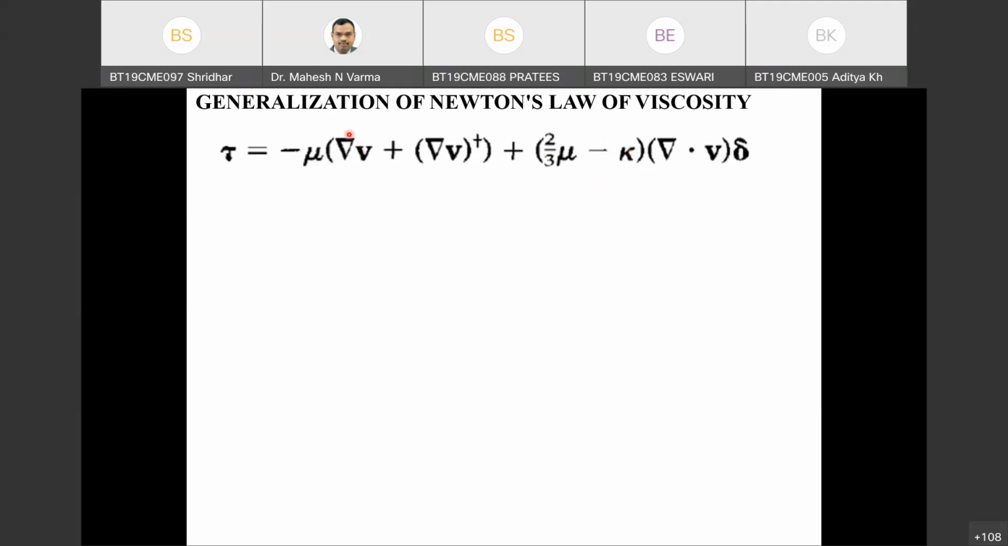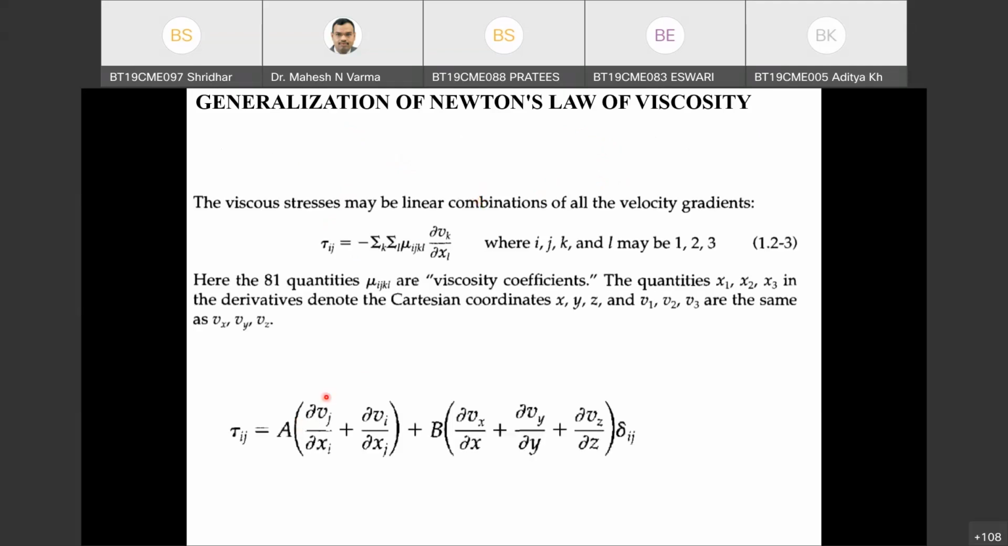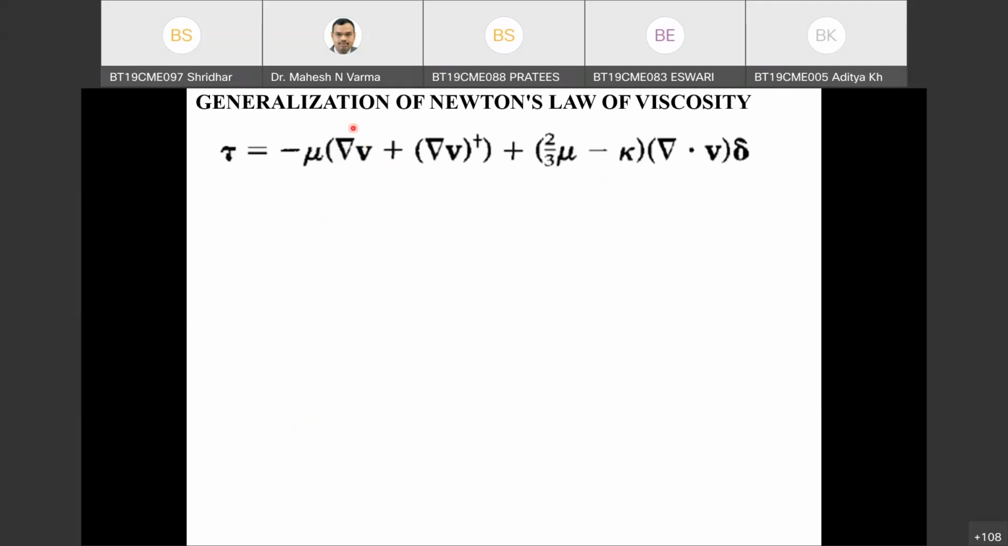Okay, and this is written as del dot V plus V, del V transpose. That is what I was telling, that we'll discuss some of the mathematics also. So this is the same equation, written in compact mathematical form.